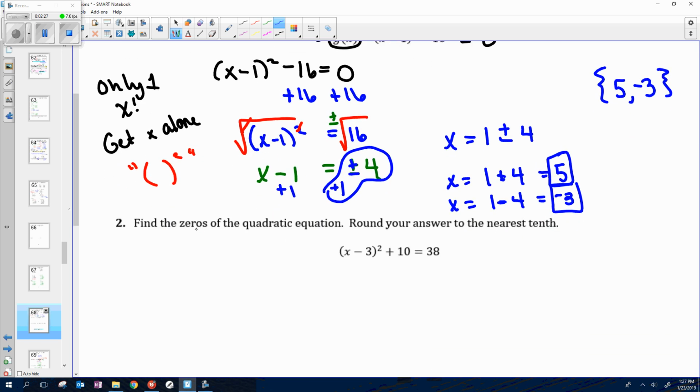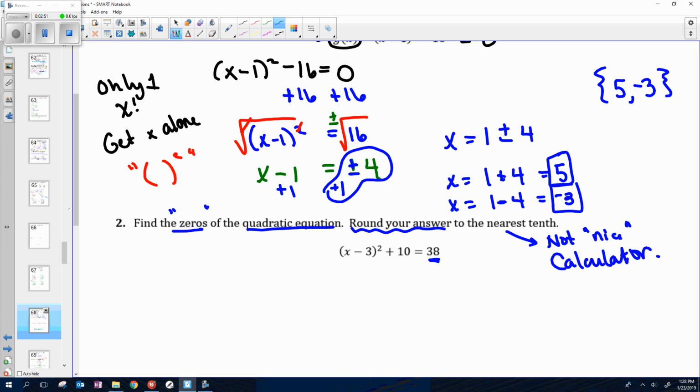Okay, number 2, find the zeros of the quadratic equation. So I see a square. It can't be just set equal to 0 because it's got a 38 over here. So I got to do something with trying to find the zeros, and it says round your answer, which tells me it's not going to be nice. I'm thinking I got to use a calculator when I see that.